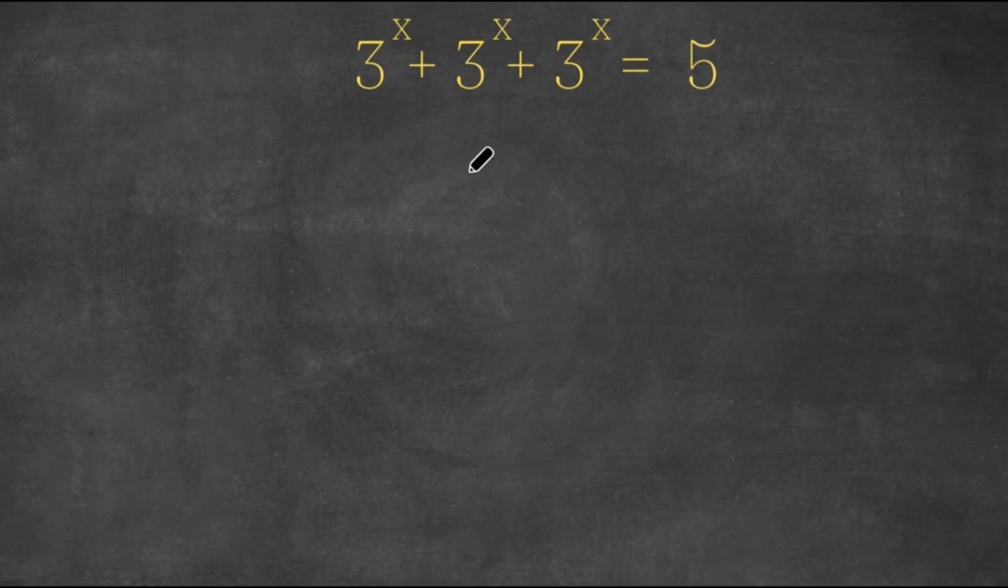In today's video, I'm going to be teaching you guys how to solve this exponential equation. So we have 3 to the power of x plus 3 to the power of x plus 2 to the power of x is equal to 5.